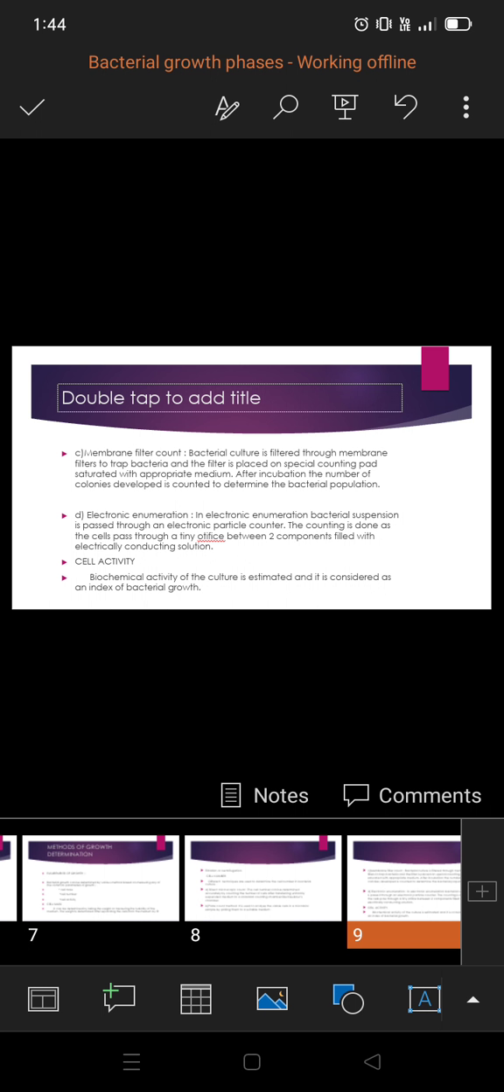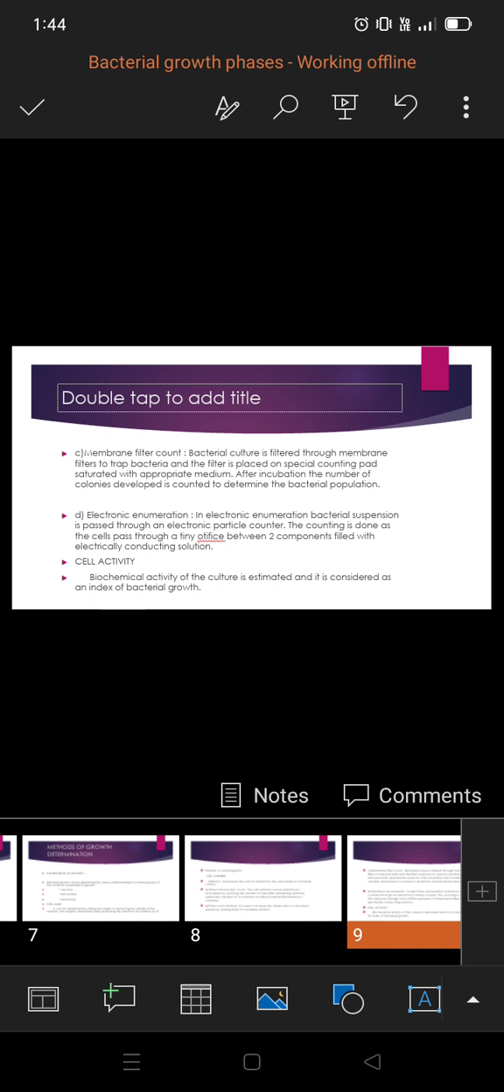Membrane filter count. In this method, the bacterial culture is filtered through a membrane filter to trap bacteria, and the filter is placed on a special counting pad saturated with appropriate medium. After incubation, the number of colonies developed is counted to determine the bacterial population.